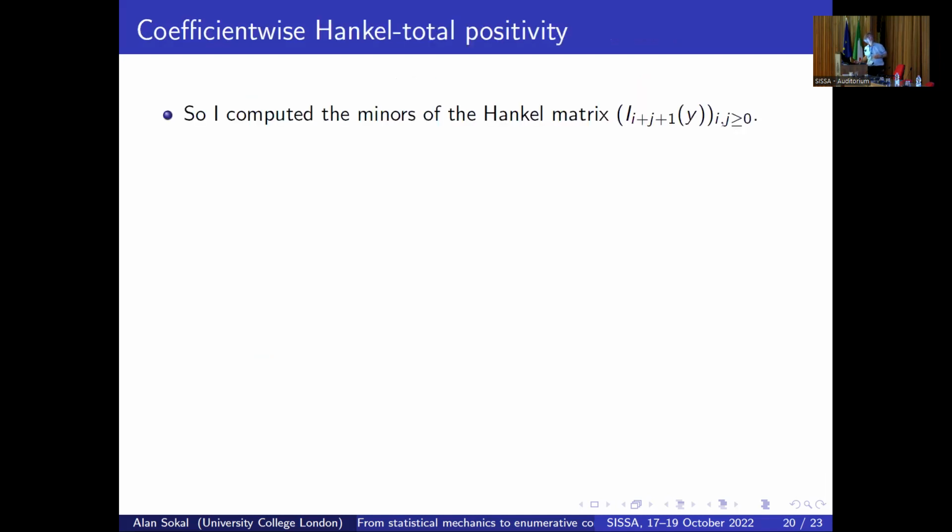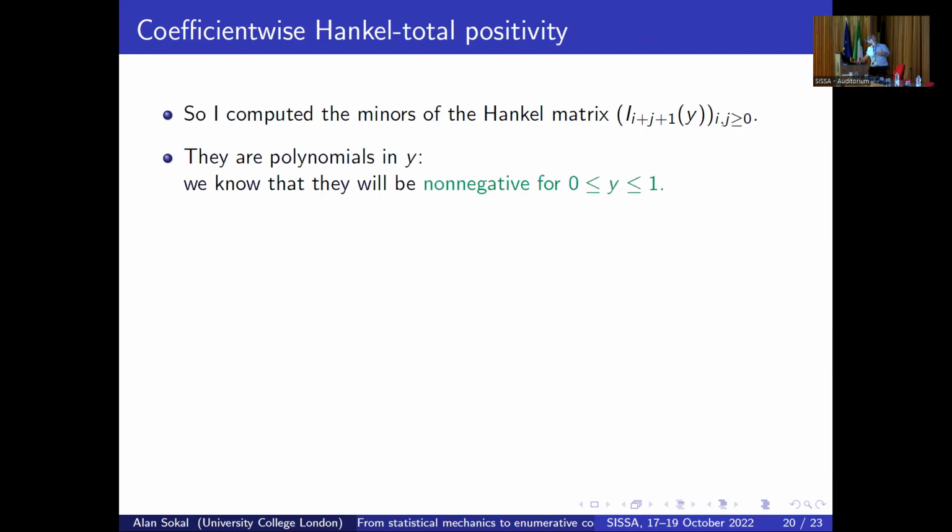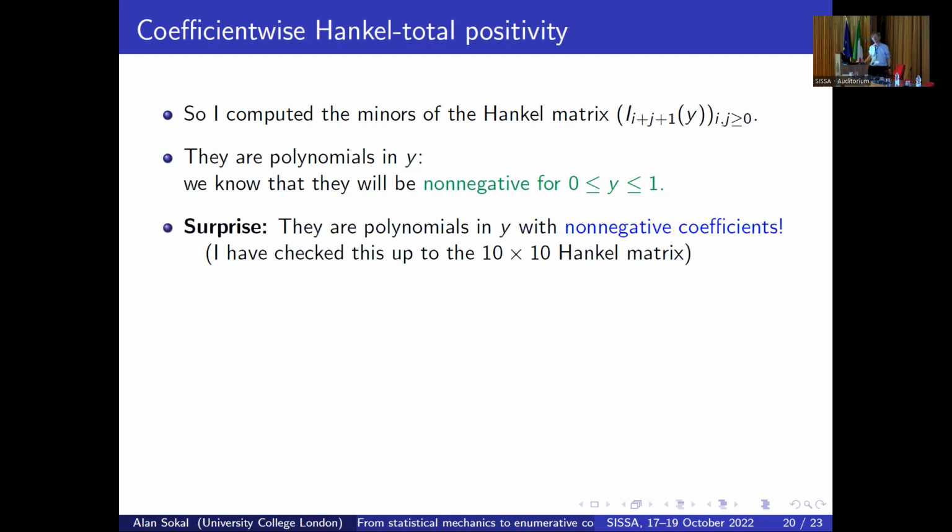Well, so I decided to compute these minors. I think I computed up to the 10 by 10 Hankel matrix. These things get big because I_n of y has degree n choose 2. So these things get very big, but my computer computed up to 10 by 10. They're polynomials in y. We know that they're going to be non-negative on [0,1]. Maybe you won't be surprised that they're actually non-negative on the whole positive real axis from 0 to infinity. That might not surprise you, but here's the surprise. They are polynomials in y with non-negative coefficients. That's a lot stronger than pointwise non-negativity.